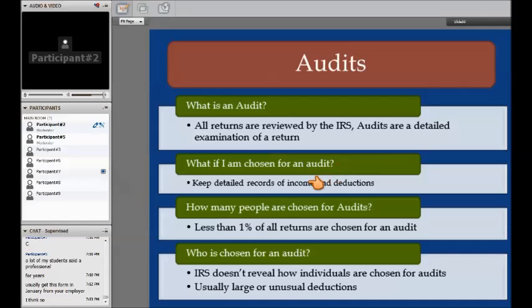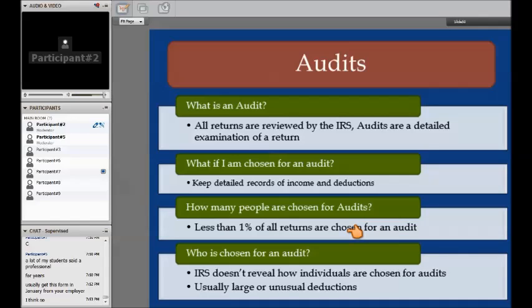If you're chosen for an audit, you want to make sure that you have kept detailed records of all of your income and all of your deductions. You want to make sure that you have receipts, you have pay stubs, you have your W-2. You want to make sure you have all of that information. My husband owns a fishing guide service, and I have boxes and boxes and boxes of all kinds of stuff that we use for our deductions. So we have receipts, we have doctor's bills, all different kinds of things like that, and we keep those for several years in case we are chosen for an audit, because those are the things that they're going to want to look for.